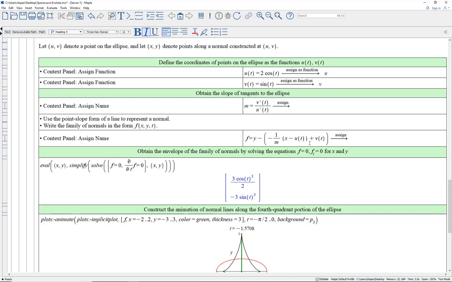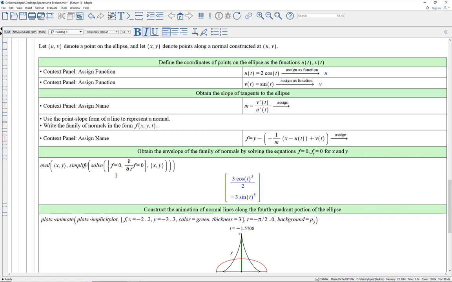Y, bring everything over, minus, here is the reciprocal, negative. So I'm getting here the negative reciprocal. That's going to give me the normal line, x minus the x coordinate on the ellipse, u, minus, bring it over, v.